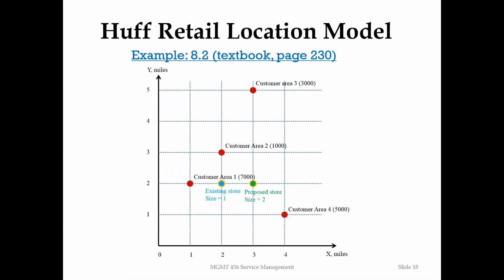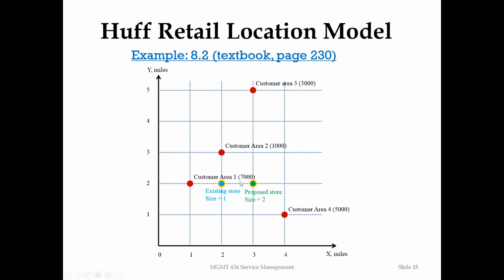Now let's look at a particular example. This example is from the textbook, example 8.2 on textbook page 230. So look at this map. These 4 red dots represent 4 customer areas. You can view them as 4 cities or 4 communities. And for each area, look at the number inside the parentheses. That shows the total customer expenditure, the forecasted customer expenditure in each area.